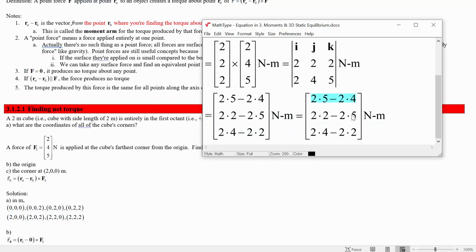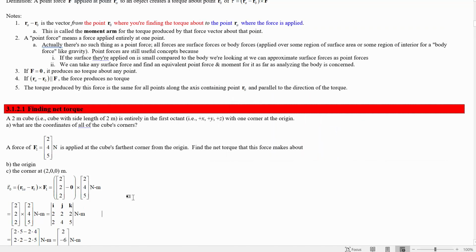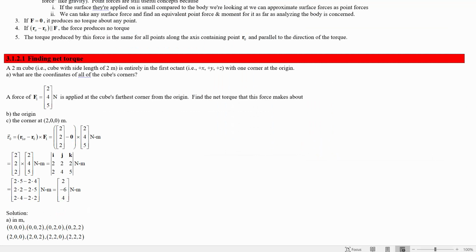What do we have here? 10 minus 8, and then we've got 4 minus 10, and then we've got 8 minus 4. So we should get 2, -6, 4. Let's check if that works by using Maple.